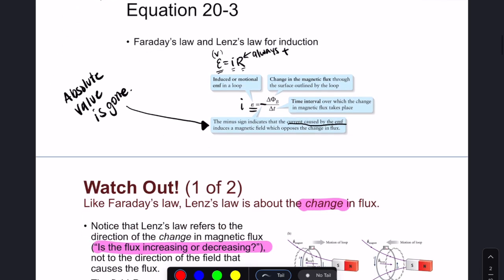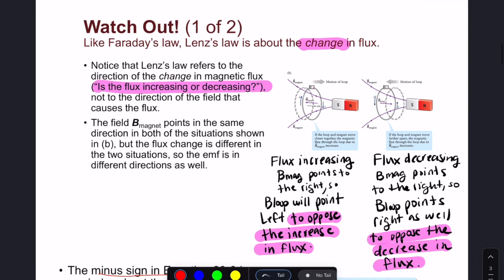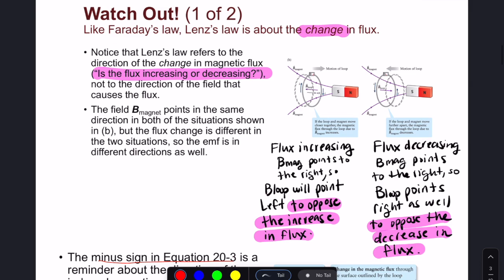So you can go through these notes again. All right, so this is where we left off. Let's take a look again at Lenz's law. And what is it telling us?